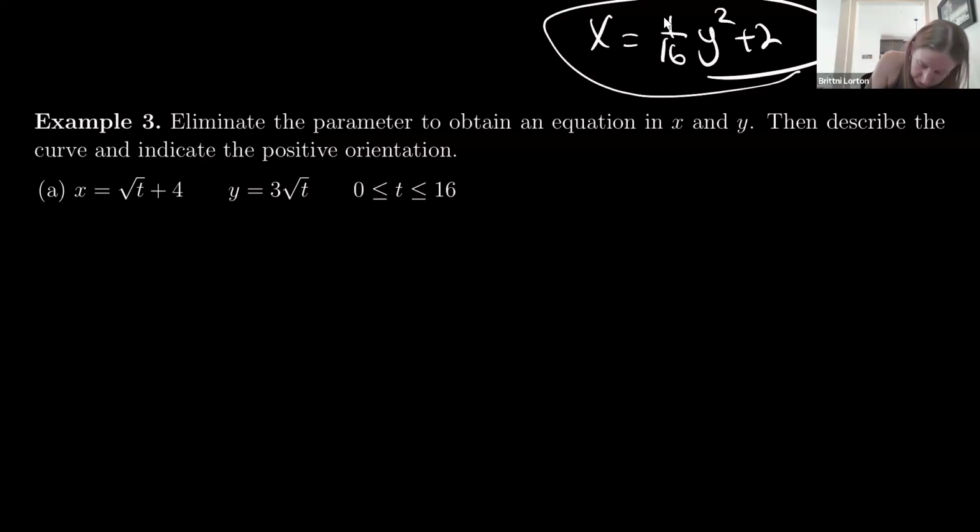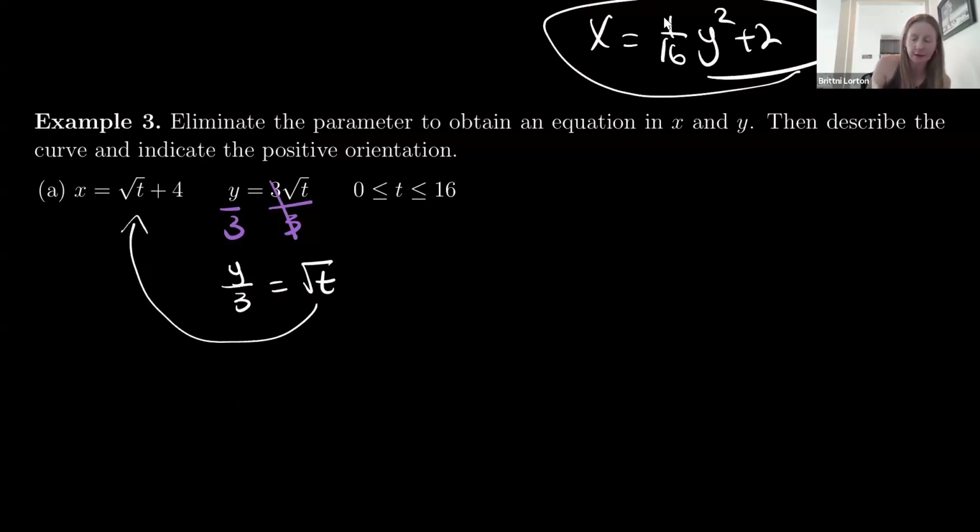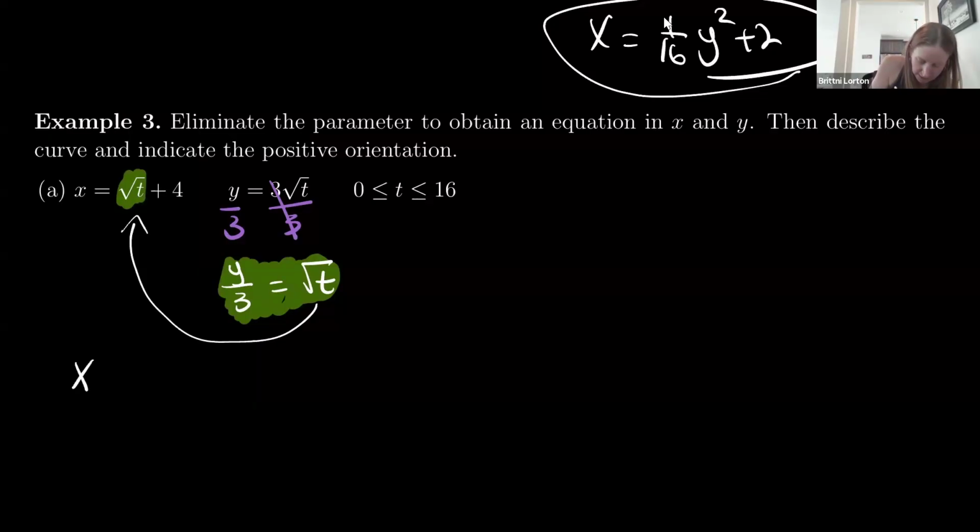So what I'm going to do is divide both sides of the y equation by 3. If I did that, I would end up with y divided by 3 equals the square root of t. Now, I could square both sides if I wanted to, but I don't need to because I have a square root of t in my x equation. So I can just completely replace the entire square root of t with just y over 3. And then that's going to give me x equals y over 3 plus 4. Now that's a straight line.